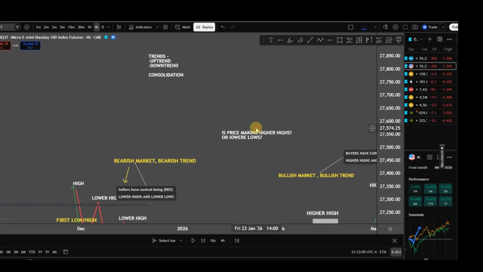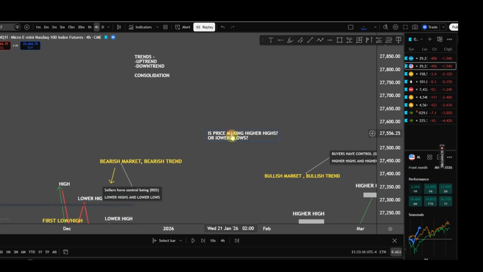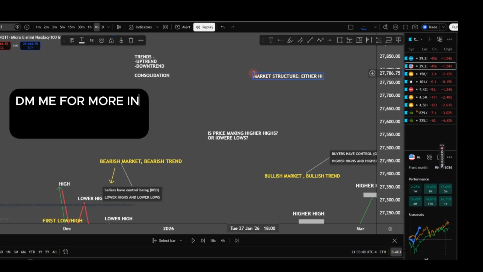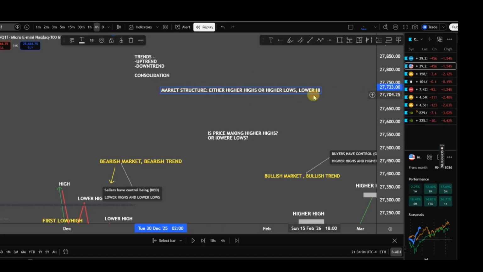But this is just about trends, uptrend, downtrend, market structure. And the market structure is higher highs or higher lows. You need to remember market structure. You really need to remember all of this, to be honest. All market structure is either higher highs or higher lows, and then lower highs. Let me move this over. Market structure means either higher highs or higher lows.